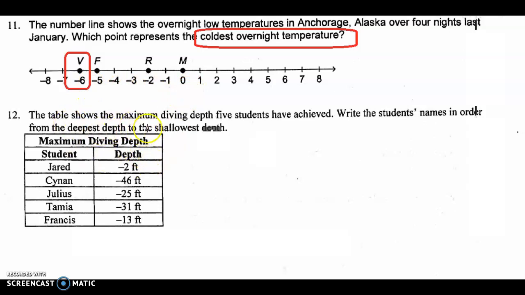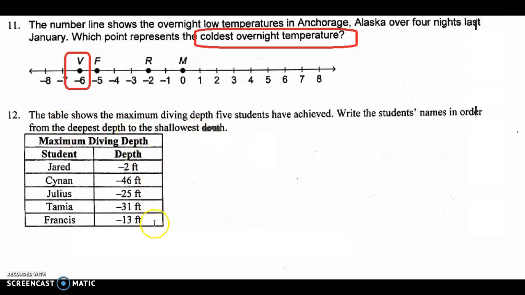Number 12. The table shows the maximum diving depth 5 students have achieved. Write the students' names in order from the deepest depth to the shallowest depth. We talked about this in class. Shallow means not deep, basically. So if you're diving in a pool, you want to dive in the deep end, right? You don't want to dive in the shallow end. But it's asking to do deepest to shallowest.